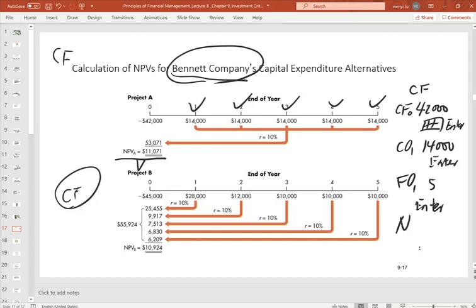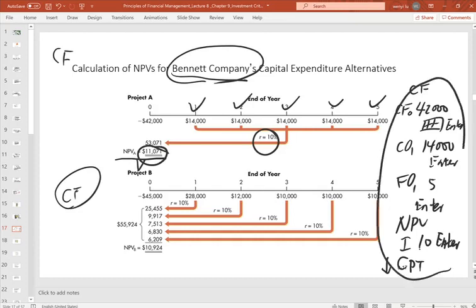Then you press NPV, right? I equal to what? I equal to 10. Enter, then down, then you press CPT, and you can see the answer: 11,071. If you don't use the ordinary annuity, if you don't use the payment key, you can also use the multiple cash flow key to solve project A.